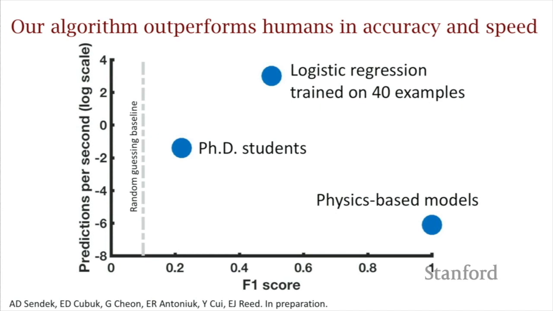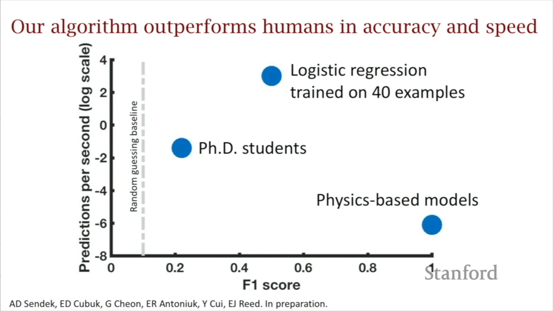But then the logistic regression model trained on 40 examples beats random guessing by a factor of about 5 and beats the students by about 2 to 3 times. And if that's not good enough, we have, this is a log scale here, it's 1 million times faster for the machine learning model to make those predictions. Students would take about a minute, and the computer takes, as I said, less than a second.